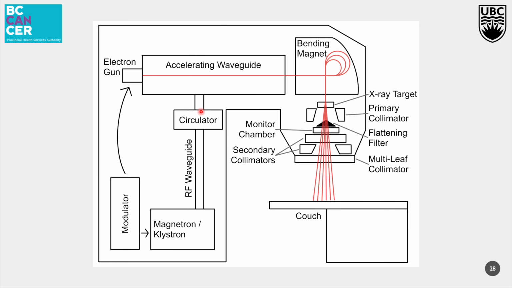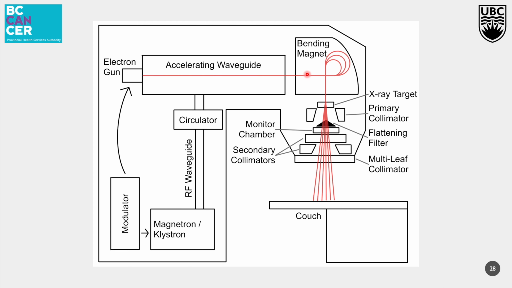A circulator, here in between, prevents reflections of those radio frequency waves since those could damage the equipment down here. And then we have a modulator, which synchronizes the radio frequency wave source and the electron gun in order to make sure that the electrons are surfing the wave properly. In order for the radio frequency wave to actually accelerate the electrons, it has to be timed correctly with the electrons, and it can be imagined kind of as a surfing type thing.